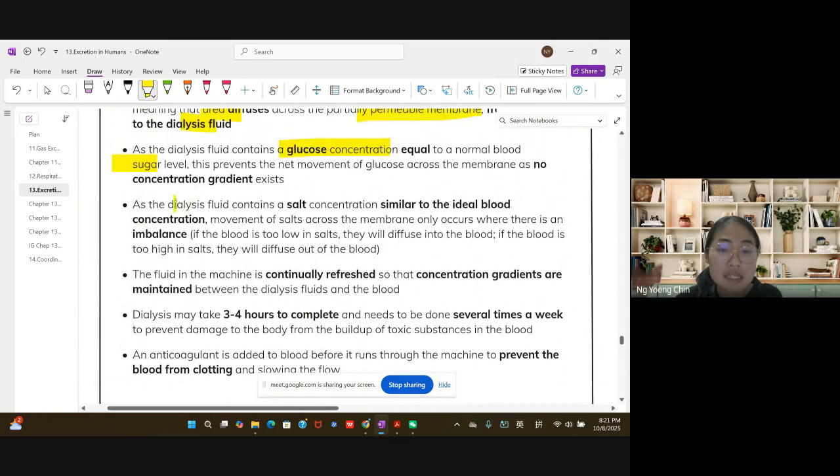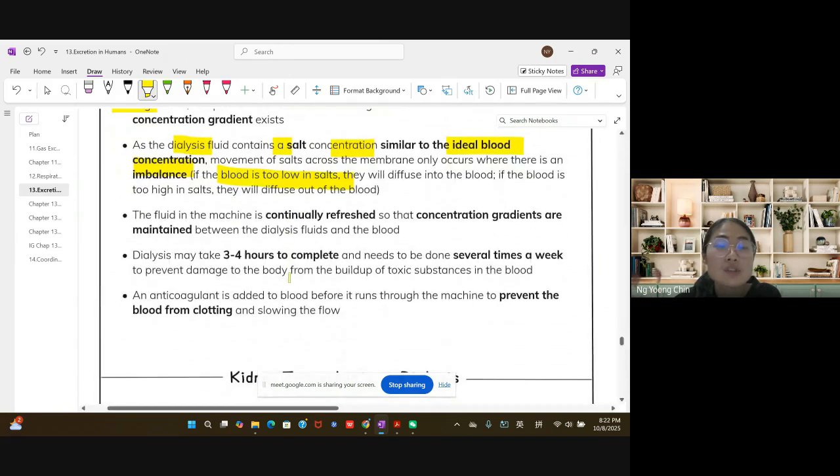Waste products are things like urea, some salt and ions. Also, the dialysis fluid contains a salt concentration similar to the ideal blood concentration. So the movement of salts across the membrane only occurs when there's an imbalance. If the blood is too low in salt, the salt from the dialysis fluid will diffuse into the blood. Sometimes if the blood is too high in salt, it will diffuse out of the blood into the fluid. That's why the fluid in the machine is continuously refreshed, so that the concentration gradients are maintained between the dialysis fluid and the blood.